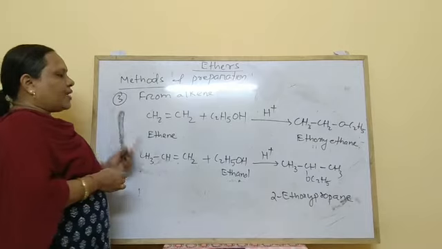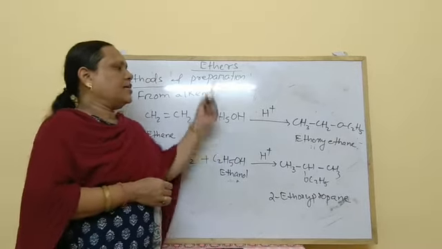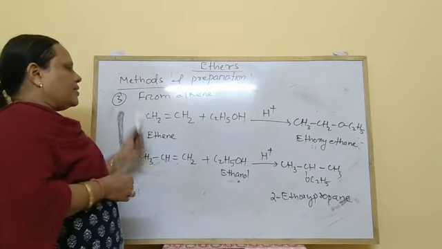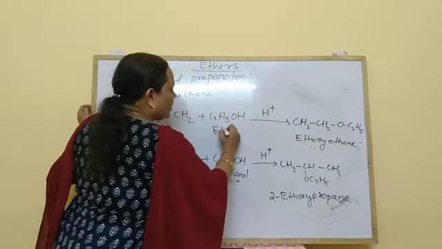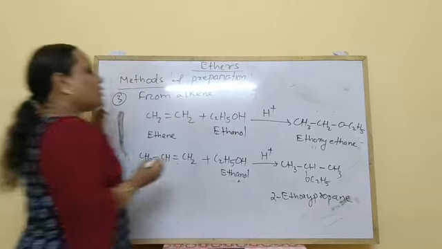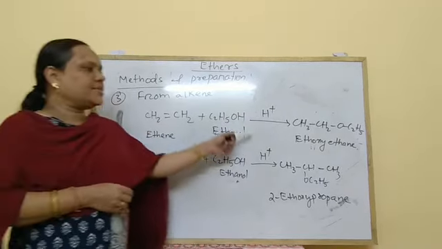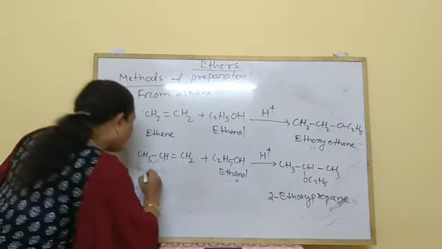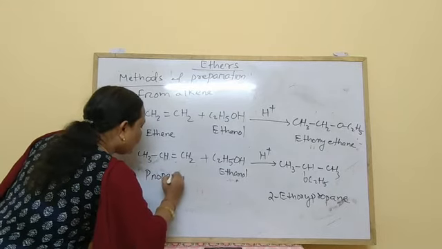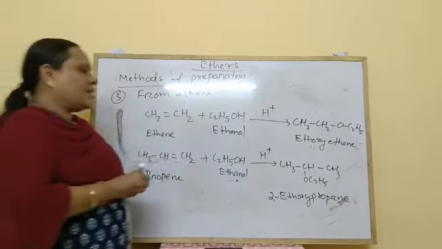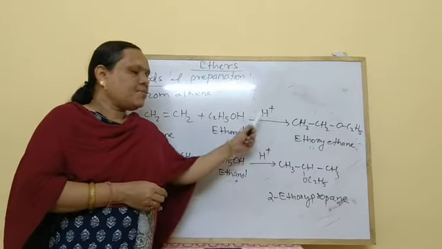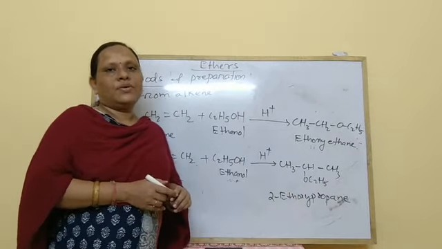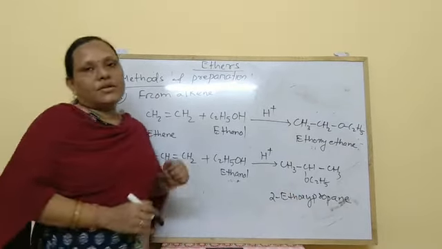So an alkene treated with alcohol in presence of mineral acid forms an ether. When ethene is treated with ethanol in presence of mineral acid, it forms ethoxyethane, and when propene is treated with ethanol in presence of mineral acid, it forms 2-ethoxypropane. That's all. These are the methods of preparation.